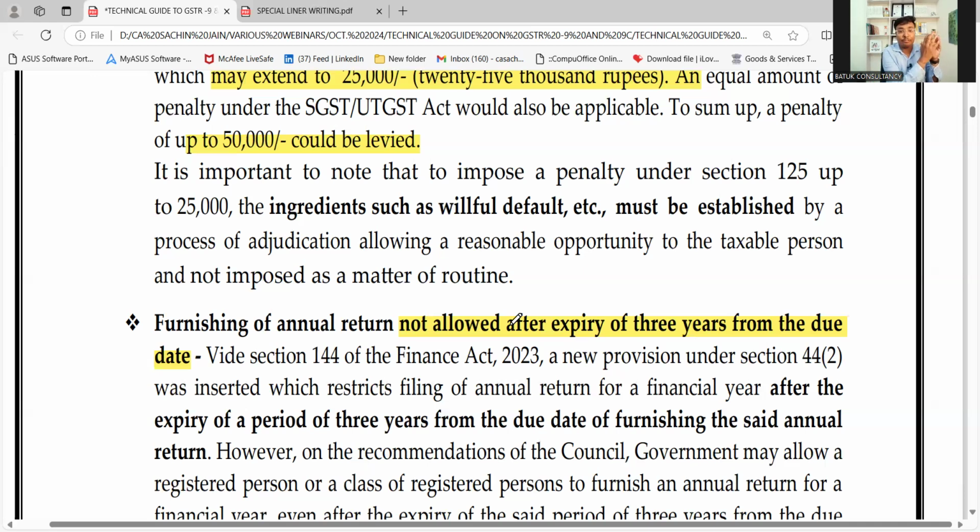Also, suppose a taxpayer has not filed the GSTR 9 return. In such a scenario, after expiry of 3 years from the due date to file the GSTR 9 return for that particular financial year, the taxpayer will not be allowed to file the GSTR 9 return further. That means if I have not filed the GSTR 9 of any financial year, I can file it up to 3 years from the due date of filing of the annual return. If I fail, there will be no further option to file that GSTR 9 return. This is the important thing which we need to keep in mind. And these are the introductory points related to GSTR 9.